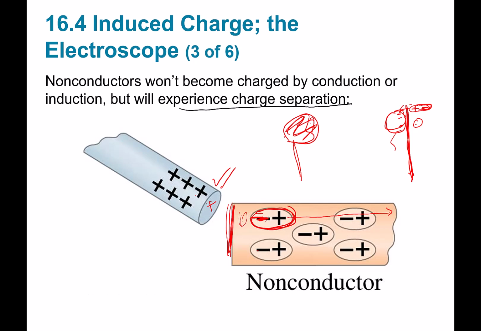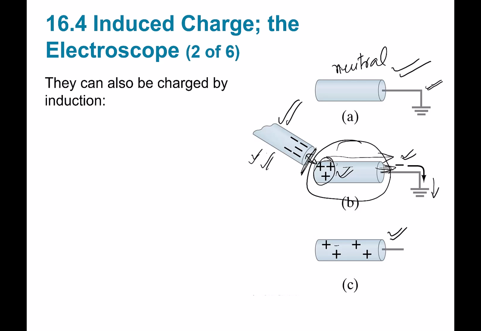Earthing, if you see this sign over here, we call this earthing. That means the excess charge is dumped into the ground. When we say the object is earthed or grounded, we are sending the excess charge down to the earth, which is a huge reservoir.